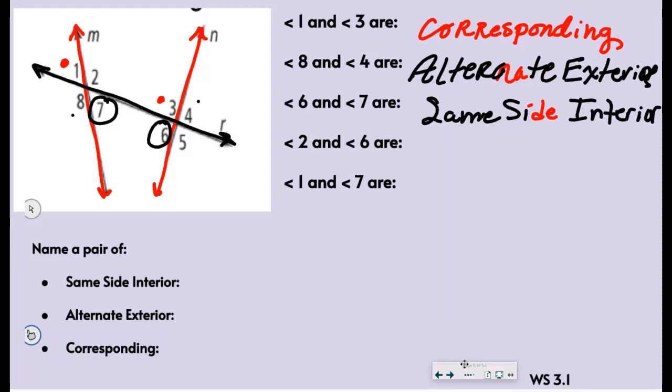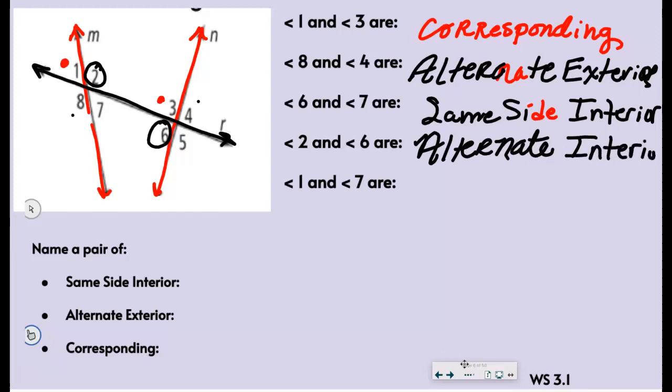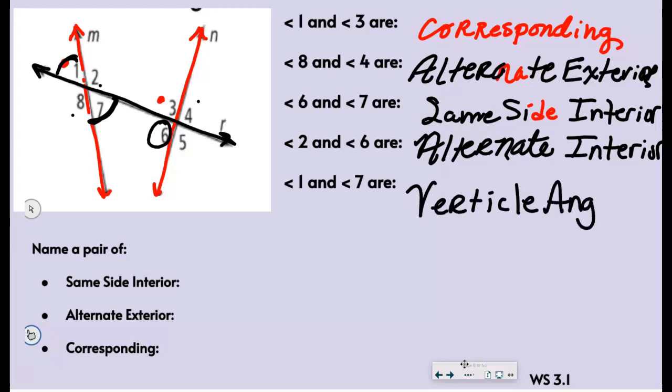2 and 6 are also inside, but they hop that black transversal. So those are alternate interior. Sorry, I'll try not to write the cursive that way. It's not easy to read. And then last up, 1 and 7. That's old. 1 and 7 is from last chapter when they're across each other on this pair of scissors. You know they're congruent, and hopefully you remember they're called vertical angles.